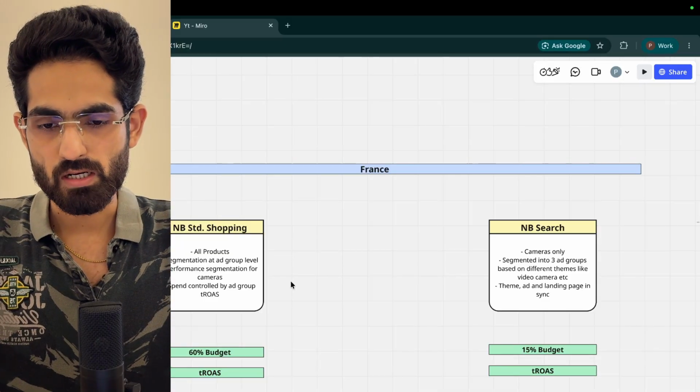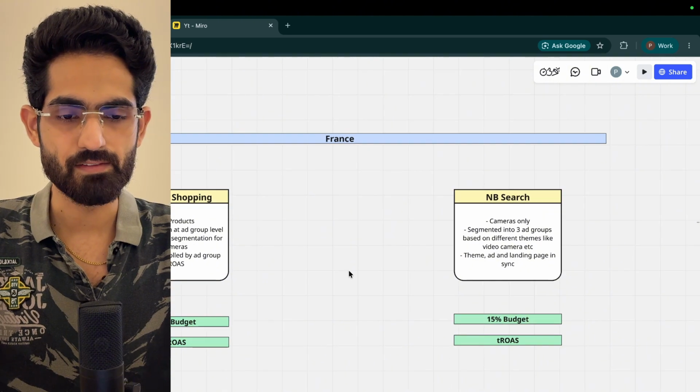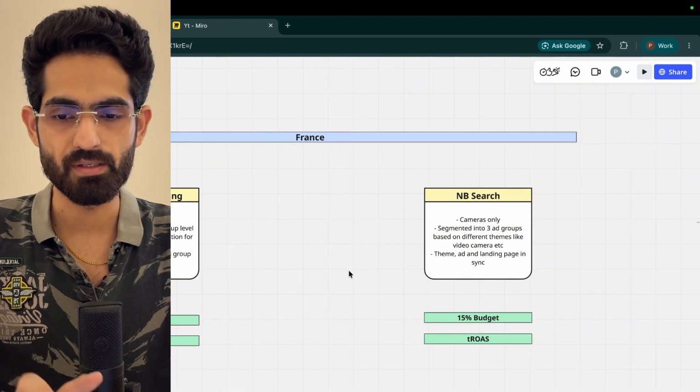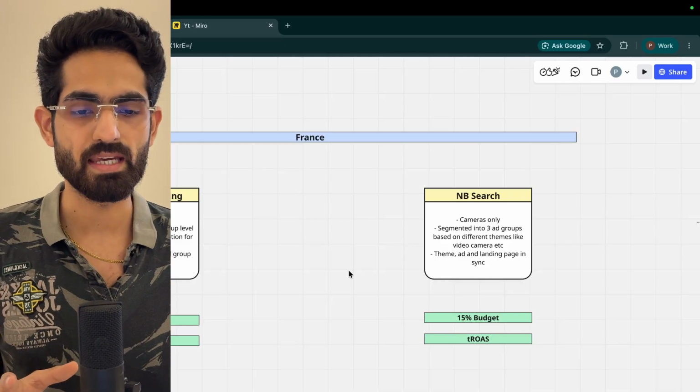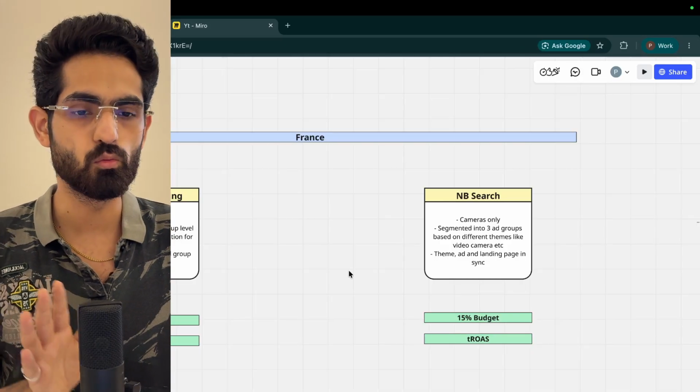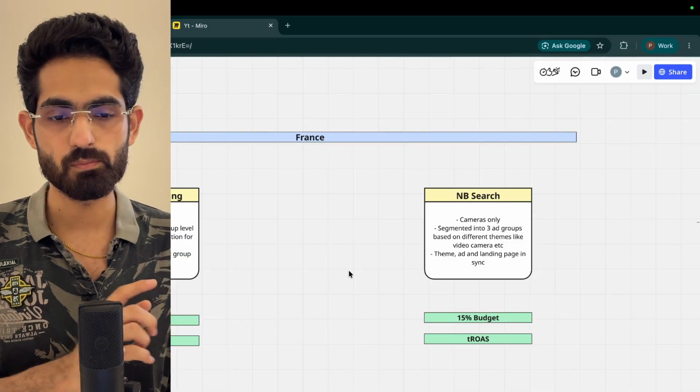So we have a non-brand search standard shopping campaign with 60% of the budget running on target ROAS, and then we also have a non-brand search campaign which is focused only on the cameras, because that is still their best performing category. So we have the search campaign only for the cameras, right? And it is segmented into 2 or 3 different ad groups based on different themes.